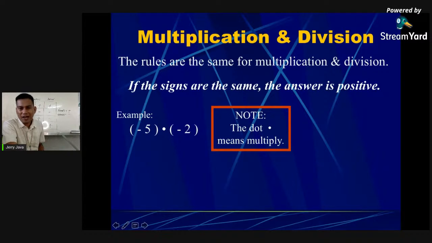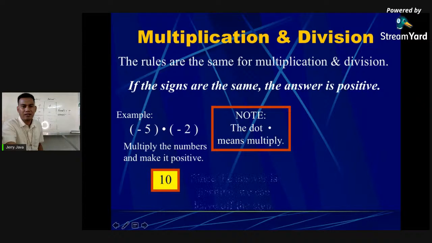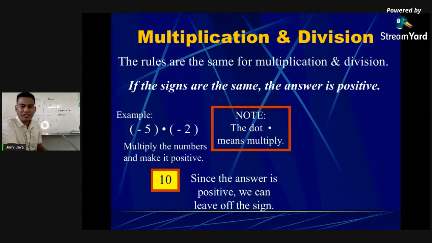Here, note, the dot means multiply. This is what I said earlier. Multiply the numbers and make it positive. Why positive? Because the enemy of my enemy will become my friend. I will befriend that. 10. Since the answer is positive, we can leave off the sign. You don't need the positive or plus sign, because it is positive. Gets?